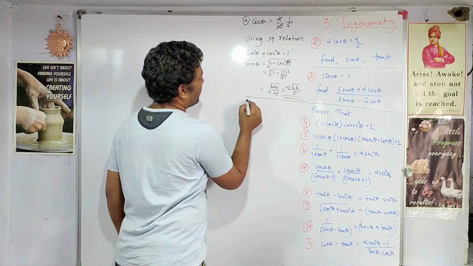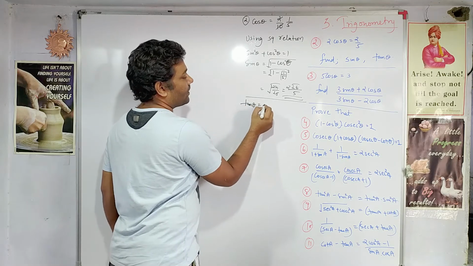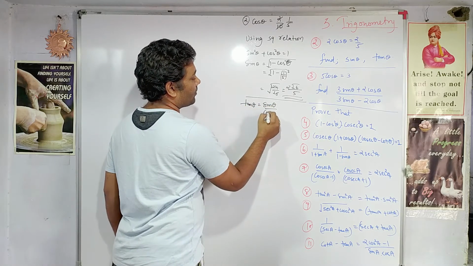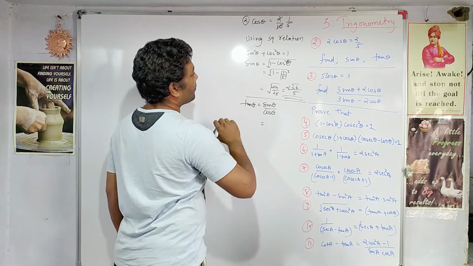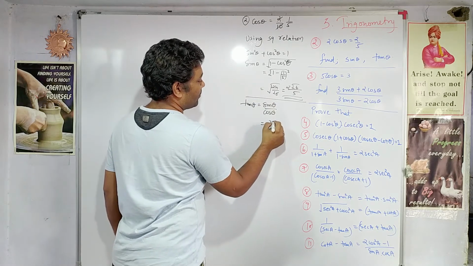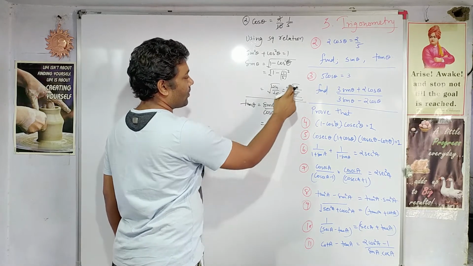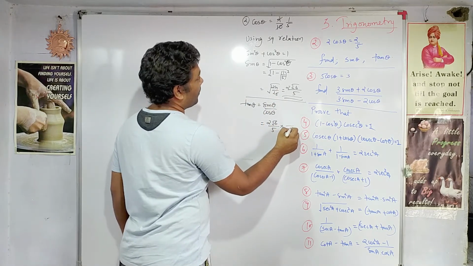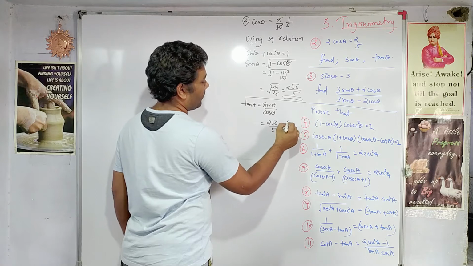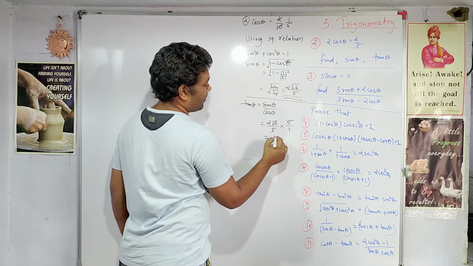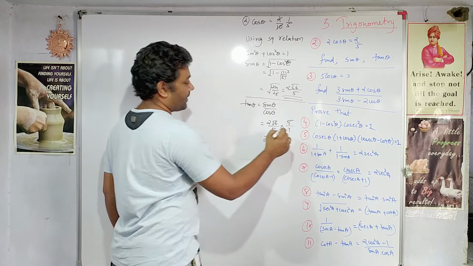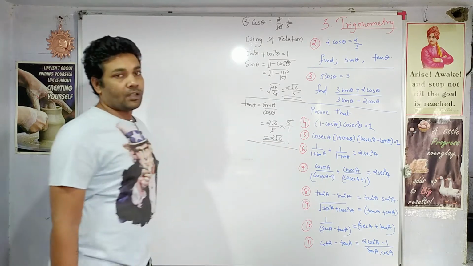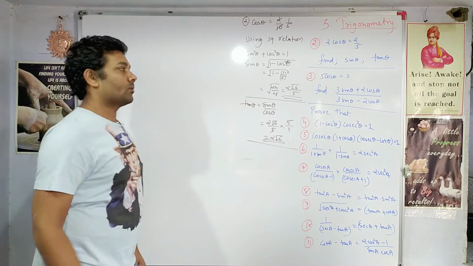Then next I want the value of tan theta. Tan theta is sin upon cos, right? Substitute both the values. So 2 root 6 upon 5, this is the value of sin theta. Cos theta is 1 upon 5. So the answer is 2 root 6. Answer for the tan theta is 2 root 6. A simple solution to the first question.